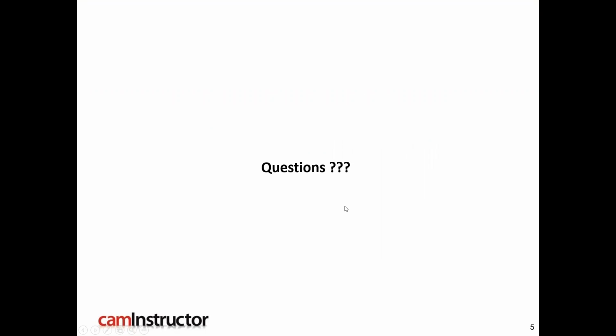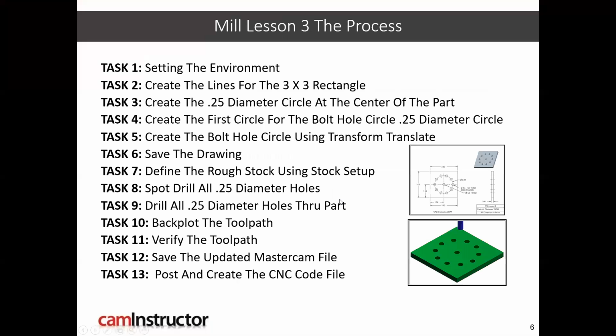Okay, we'll come back for questions when we're not doing the video. They like to do this task orientated, task 1, 2, 3, and I like that too because then you get used to doing the same thing every time. Task 1, setting the environment. Task 2, create the 3x3 rectangle. Create the 1/4 inch diameters. Create the bolt hole circle pattern. Save the drawing.